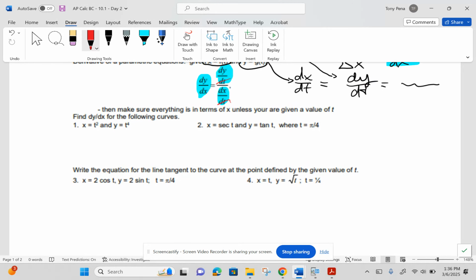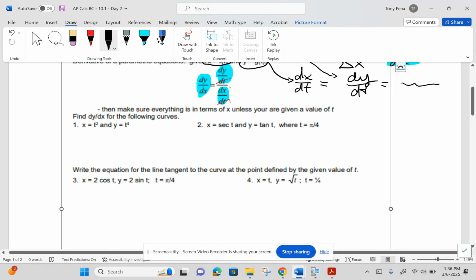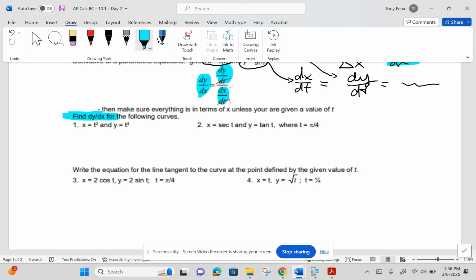So, a couple problems here, because this is not particularly hard. Go to number 1. If I am asking you to find dy/dx, that's the set of directions for numbers 1 and 2. If I took the derivative of this first equation, x equals t squared, we would write dx/dt equals 2t. But again, that's not the ratio that we're trying to find. Well, take the derivative of the y.